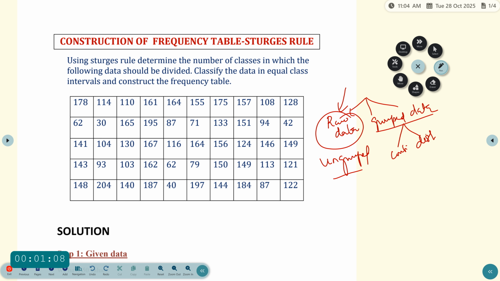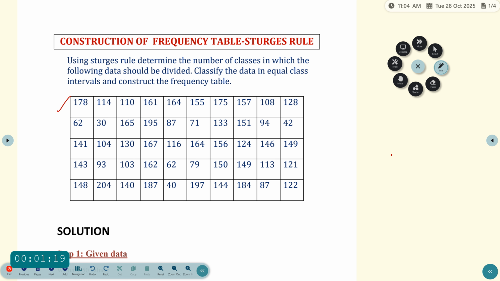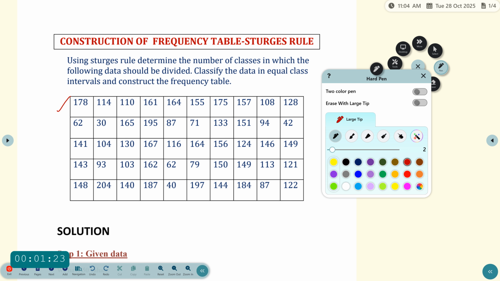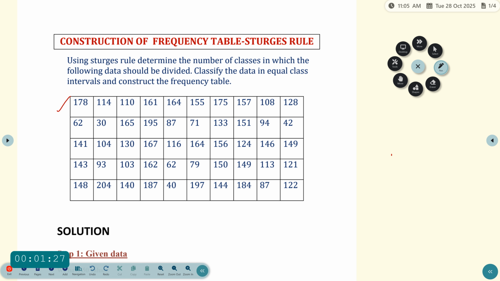In this problem, we have raw data only, because the collected information is recorded as it is, without modification. So this is called raw data. Now, in this class, we are going to discuss how we can frame a frequency table using Sturges rule for the collected raw data. So let us see one example.